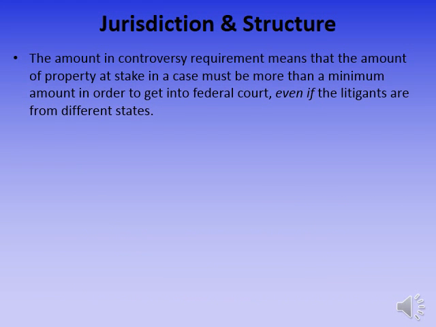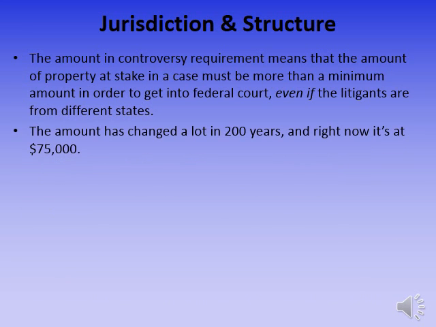The amount in controversy requirement means that the amount of property at stake in a case has to be more than some minimum amount in order to get into federal court. So even if the plaintiff and the defendant are from different states, it still has to be a certain amount of money at stake, basically. And over the last 200 years, that amount has changed a lot. Right now, it's at $75,000. And so if your lawsuit involves people from different states and the amount in controversy is more than $75,000, then you can get into federal court based upon diversity jurisdiction.